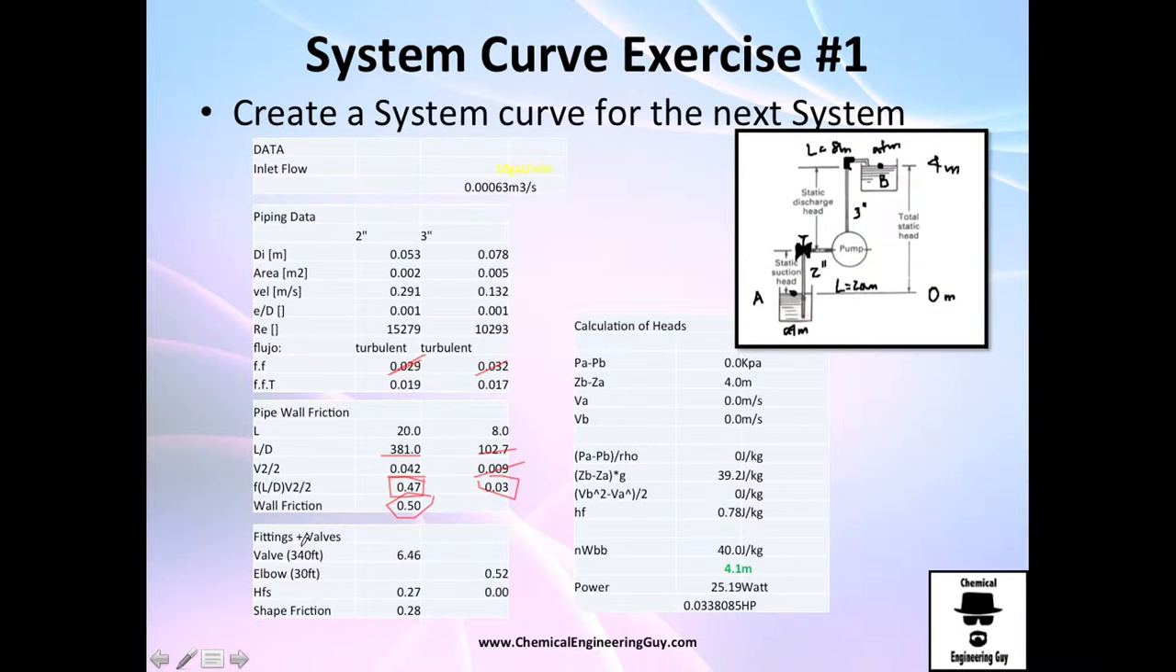Nice. Now let's continue with the fittings and valves. I've got one valve right here. So this is 340 times f_T, the friction factor evaluated in full turbulence. So I got 340 times 0.019, and I got this value. This is the K value. And now the K value for this elbow is 30 times f_T, the friction factor in turbulence, which is 0.017. I got this number. So I add these up right here, and the head loss due to friction is 0.28. Nice.